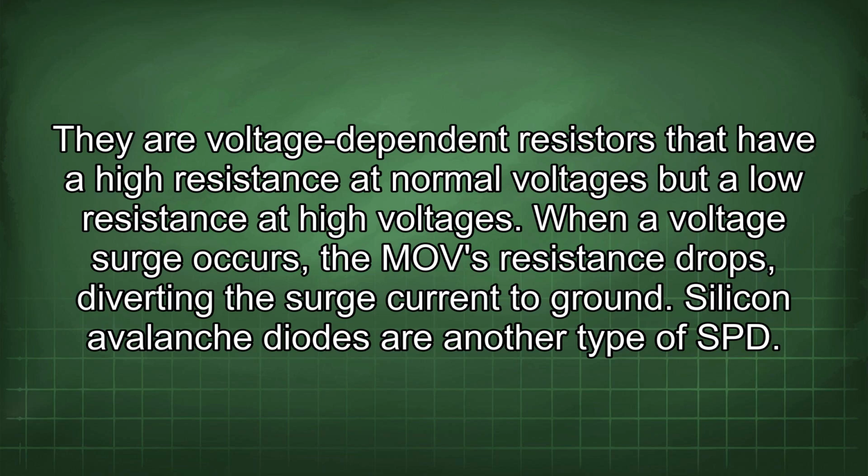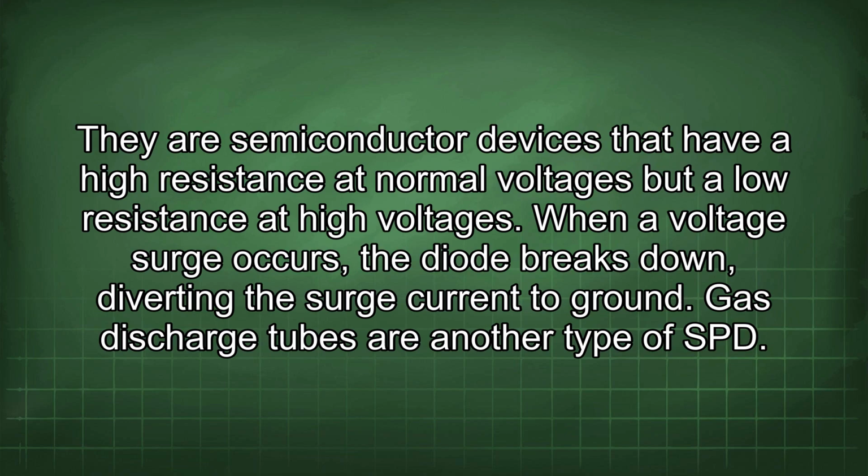Silicon avalanche diodes are another type of SPD. They are semiconductor devices that have a high resistance at normal voltages but a low resistance at high voltages. When a voltage surge occurs, the diode breaks down, diverting the surge current to ground.